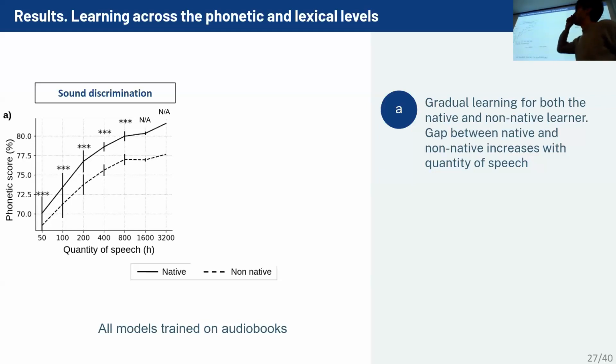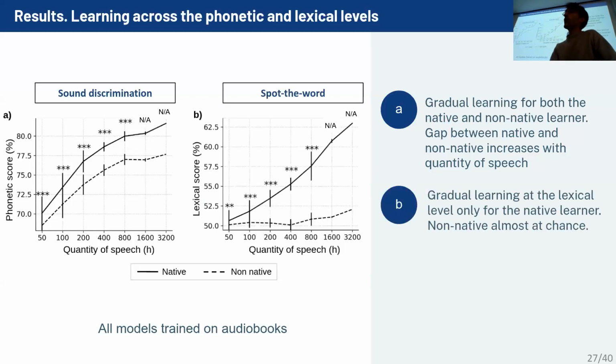Another interesting observation is that the gap between the native and the non-native model tends to increase with the quantity of speech. So in a way, models become more language specific with the quantity of speech. So the English model becomes progressively better than the French model at discriminating English sounds and vice versa. All right, and I think that's it about this graph.